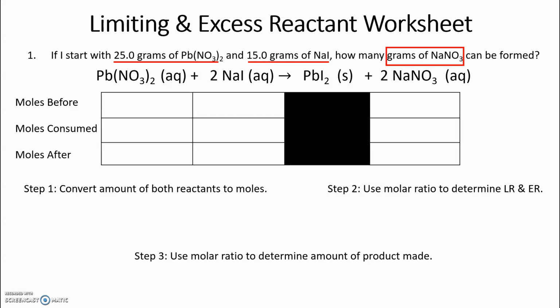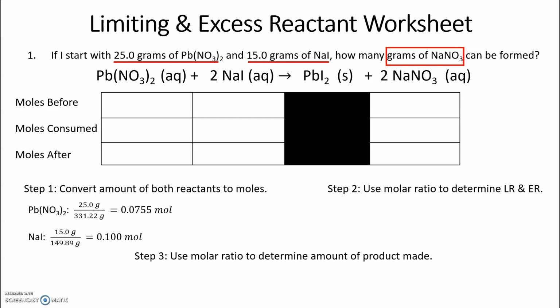So for our BCA table, we want to write both of our amounts of reactants in terms of moles before the reaction occurs. So let's take our amount of grams given in the problem and convert that to moles. We'll utilize the molar mass to help us with this quick conversion. So let's do lead nitrate first. We have 25 grams present in the reaction, and when we divide by its molar mass of 331.22 grams, we get a total of 0.0755 moles.